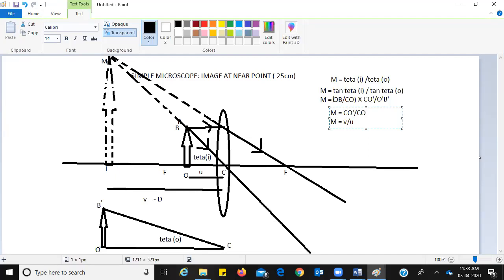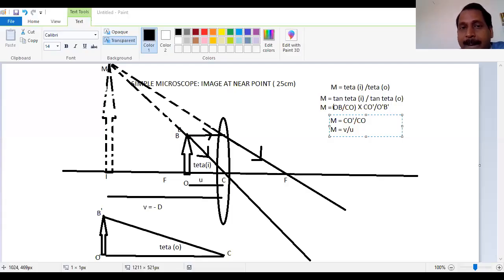So in this case, you can see the magnifying power is the same as the linear magnification. As I told you, in some cases it's the same, not every case.